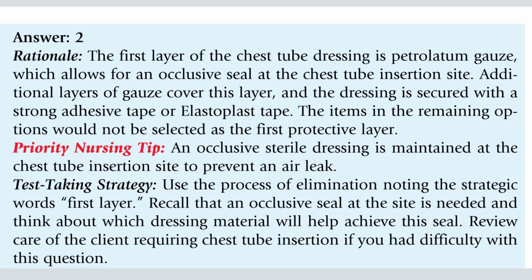Answer: 2. Rationale: the first layer of the chest tube dressing is petrolatum gauze, which allows for an occlusive seal at the chest tube insertion site. Additional layers of gauze cover this layer, and the dressing is secured with a strong adhesive tape or elastoplast tape. The items in the remaining options would not be selected as the first protective layer.